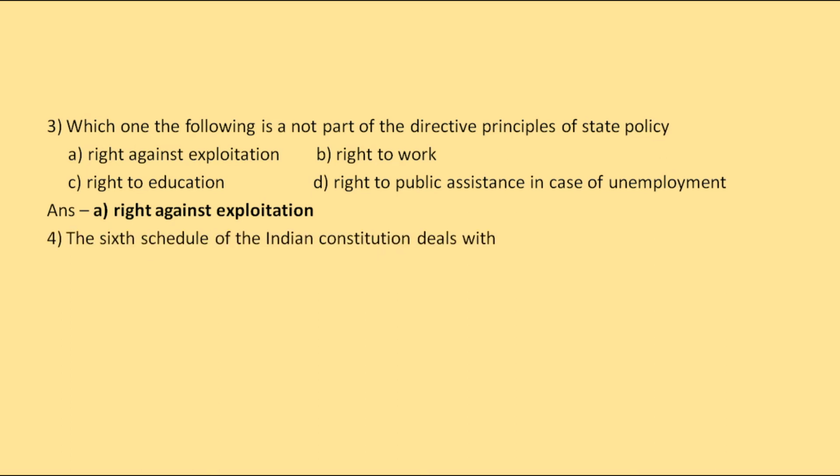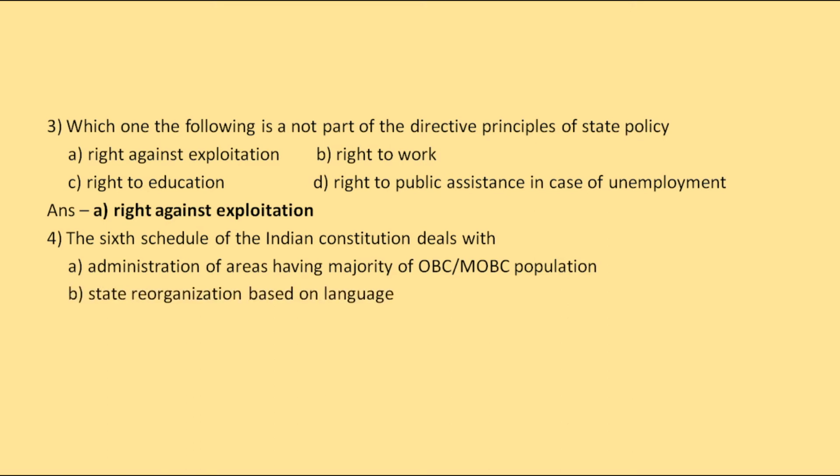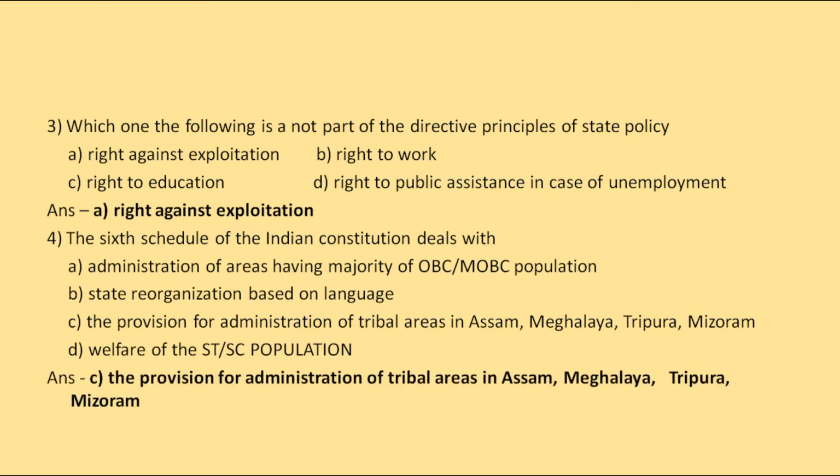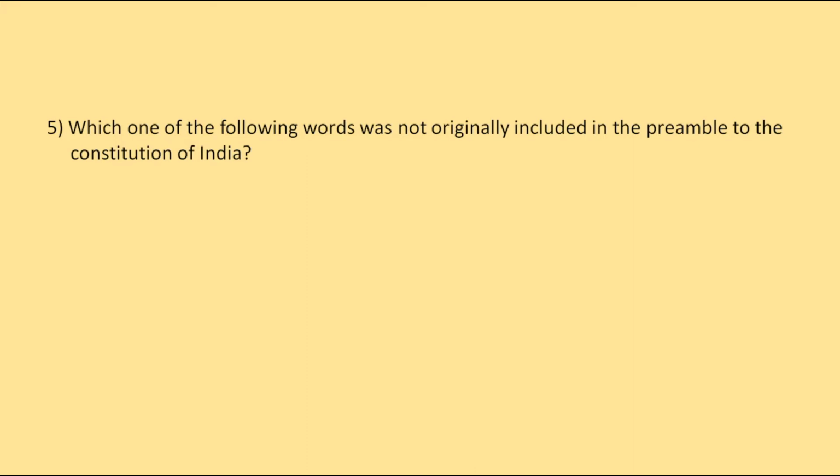Then the sixth schedule of the Indian Constitution deals with administration of areas having majority of OBC or MOBC population, then state reorganization based on language, the provision for administration of tribal areas in Assam, Meghalaya, Tripura or Mizoram, welfare of the ST-SC population. So the correct option will be C, the provision for administration of tribal areas in Assam, Meghalaya, Tripura and Mizoram.